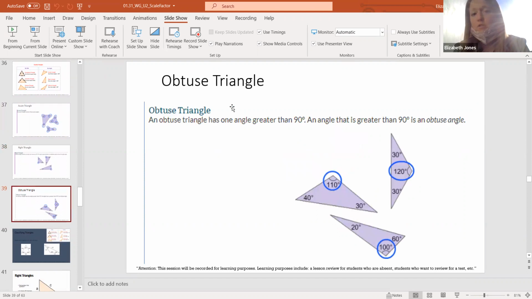Obtuse triangle. An obtuse triangle has 1 angle greater than 90 degrees. So right here, 1 angle is greater than 90 degrees. 120 is greater than 90. 110 is greater than 90. 100 is greater than 90.